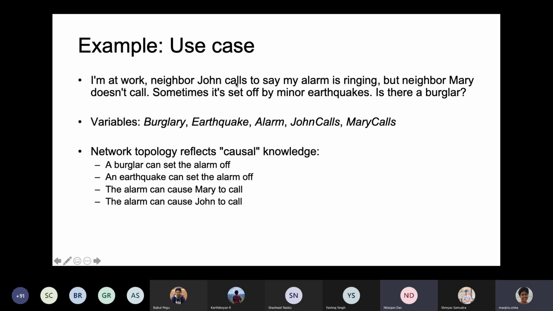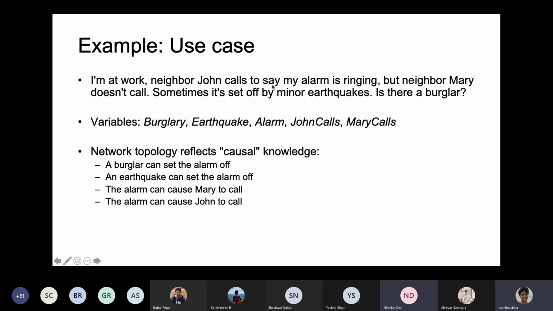My house alarm has been set off or not set off. John has called, but my other neighbor Mary hasn't called, and the alarm can also be set off by a minor earthquake. So that means for burglary, the condition needs to be the alarm has actually set off, which John has heard. Mary may or may not have heard, but didn't call, and there is no earthquake.